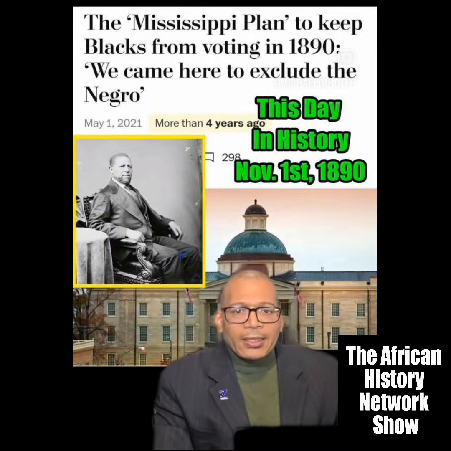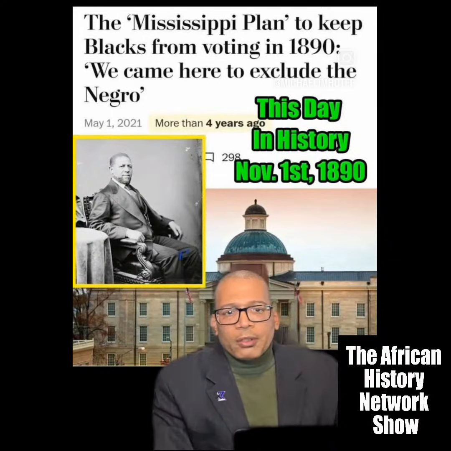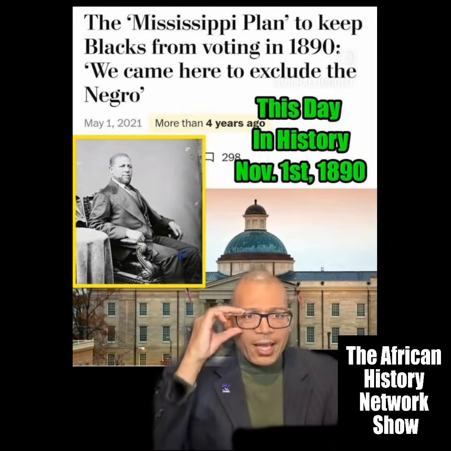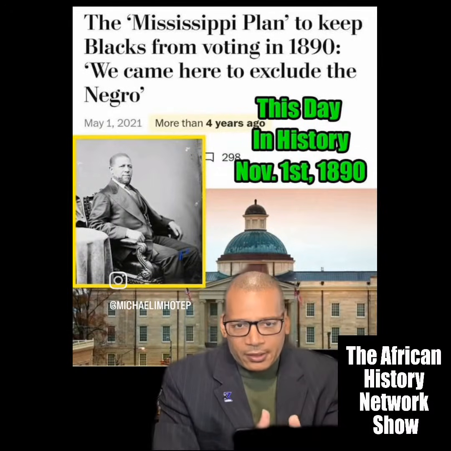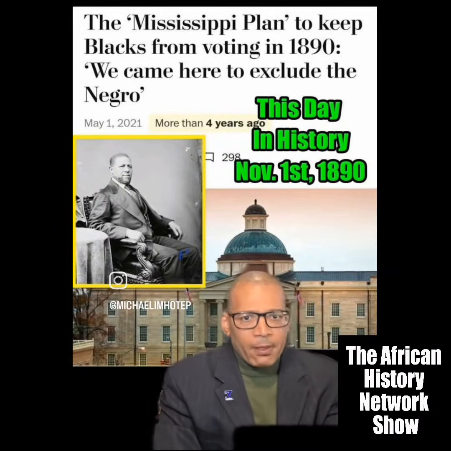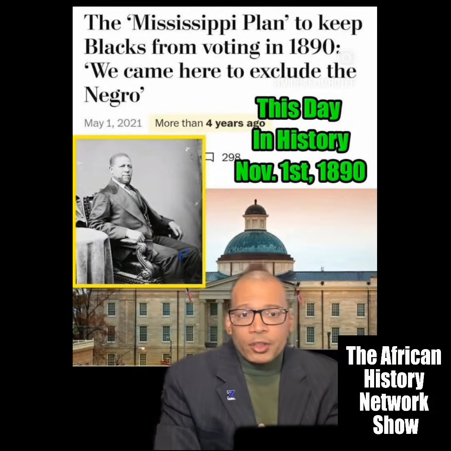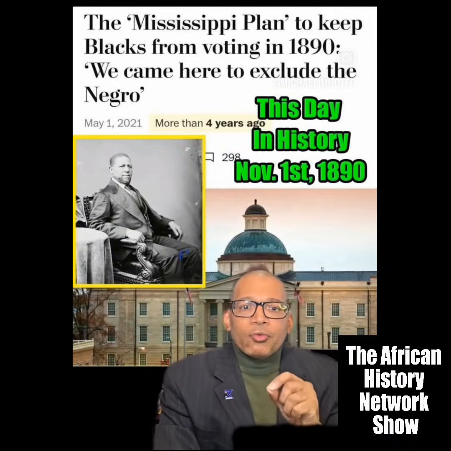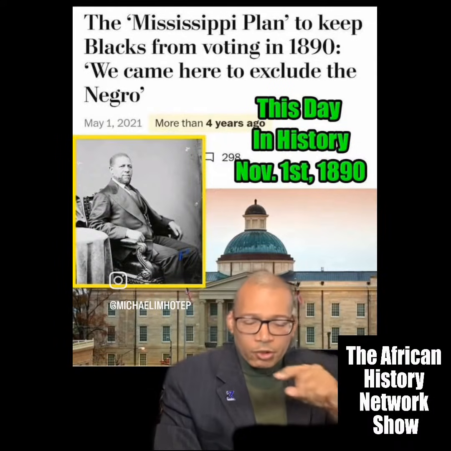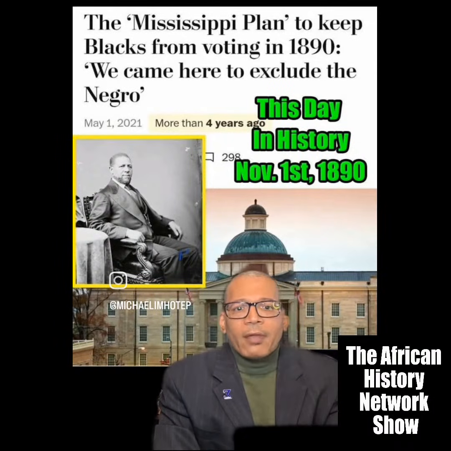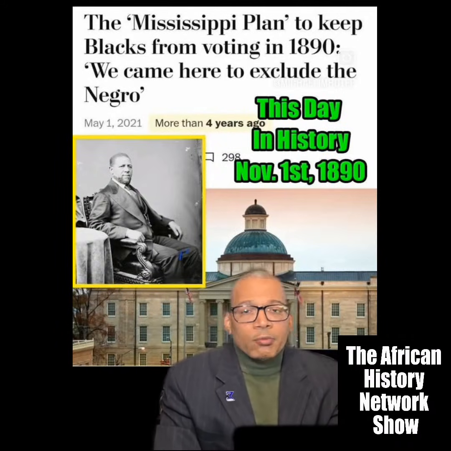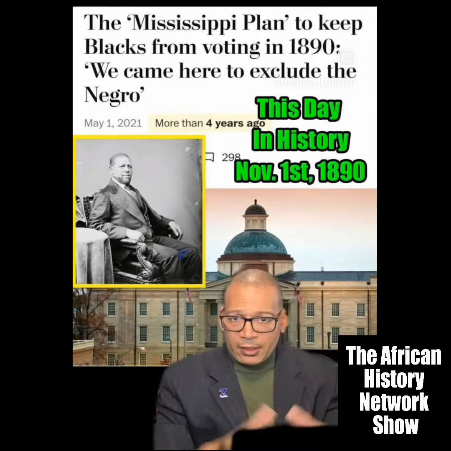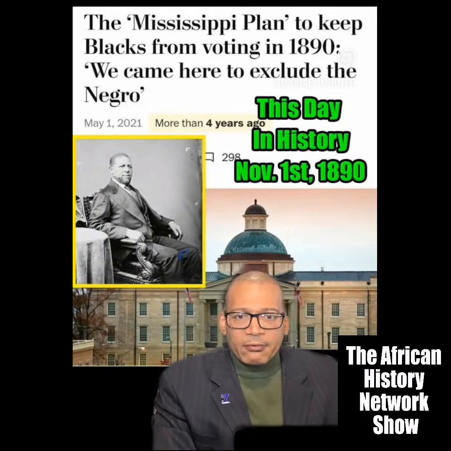Now, the new state constitution of 1890 that was adopted November 1st, 1890, this day in history, was a nail in the coffin for Mississippi Reconstruction and a win for voter suppression. It brought an end to the period of democratic, with a small d, democratic progress that followed the U.S. Civil War, when African Americans were the majority of eligible voters in the state of Mississippi. Now, the Civil War is 1861 to 1865.